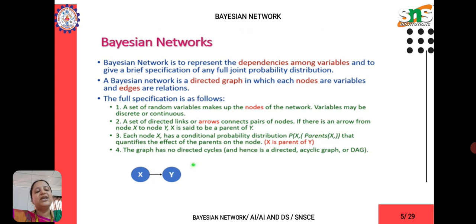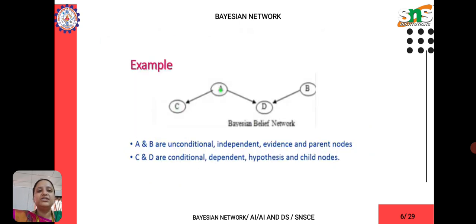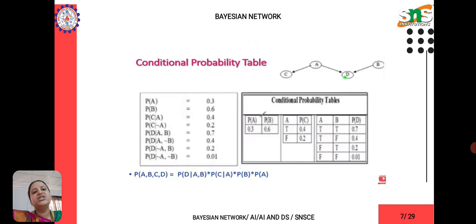A set of directed links or arrows connects pairs of nodes. If X is connected to Y, then Y depends on X. Each node X has a conditional probability distribution P(X | Parents(X)) that quantifies the effect of the parents on the node. The graph has no directed cycles. In the example, A and B are unconditional and independent, so they are parent nodes, and C and D are conditional, dependent, and they are the child nodes.